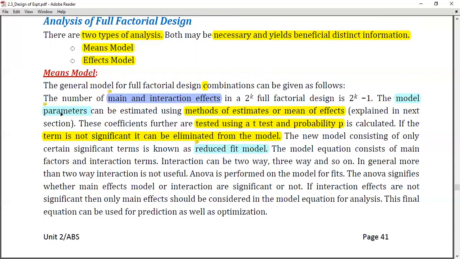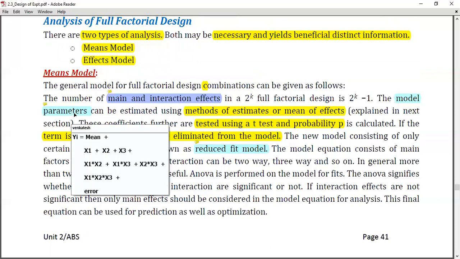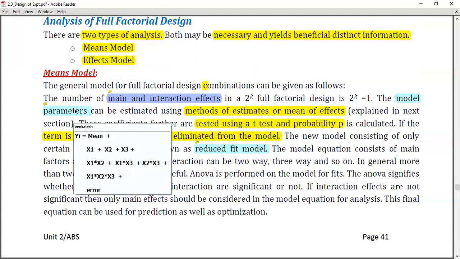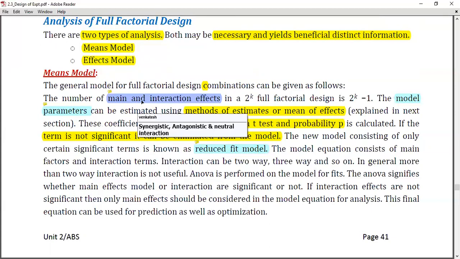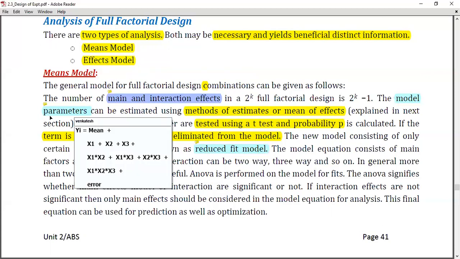Synergistic in the sense, first of all, these parameters x1 and x2 and x3, they may affect individually, or there may be a combined effect of x1 and x2. x1 and x2 put together may have positive effect on the yield, it may have a negative effect on the yield, or it may have neutral effect on the output yi. That is called as synergistic, antagonistic, or neutral interaction. It may have positive effect, synergistic, it may have negative effect, antagonistic, or it may have neutral interaction. That also we'll be able to identify using this means model.